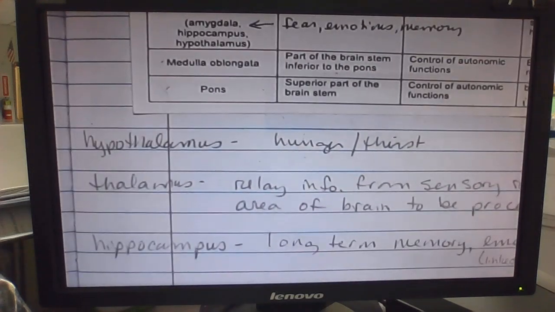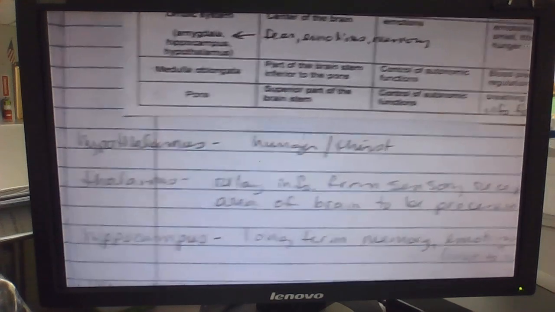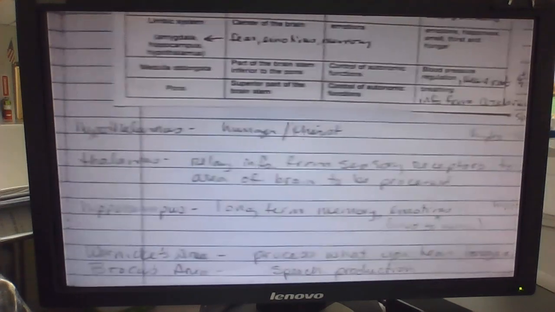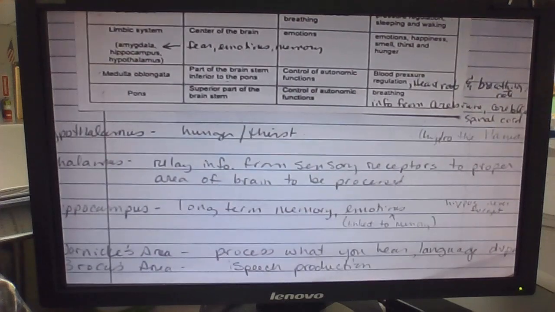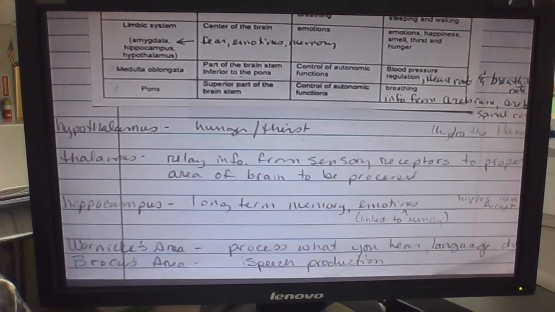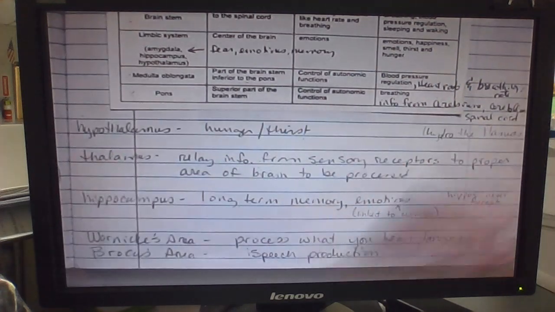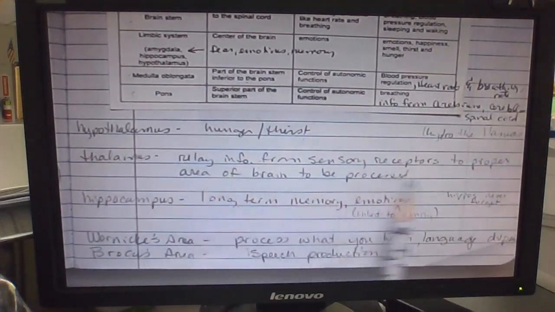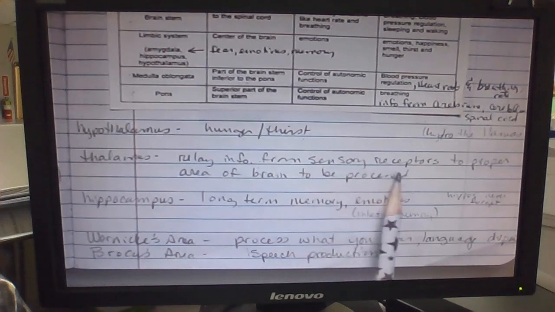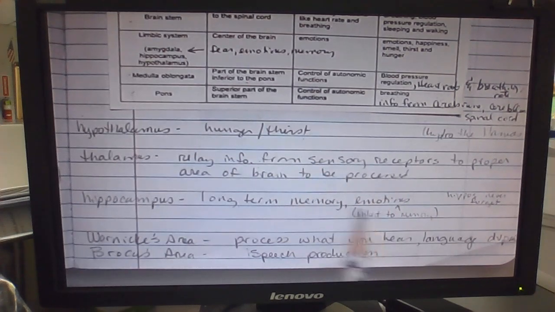Hypothalamus, hunger and thirst. Thalamus, relay sensory information from sensory receptors to the proper area of the brain to be processed. So thalamus is kind of like a mail sorting area, gets information in there, and then it decides where this information from the sensory receptors needs to go.